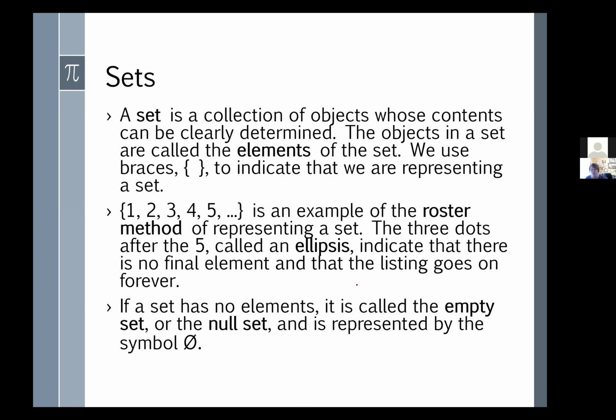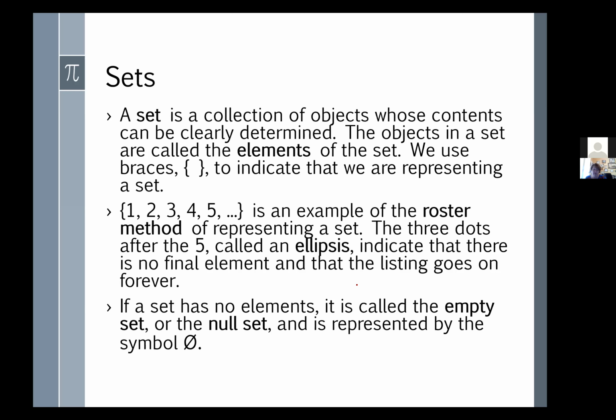So I know I have 12 plates, 12 bowls, whatever else I have up there. I think that's about all they bought me was plates and bowls, but I have a set of 12 of those. I have a set of china too, 8 plates, 8 bowls, 8 salad plates, etc. Okay, so a set is a collection of objects whose contents can clearly be determined. The objects in a set are called the elements of that set.